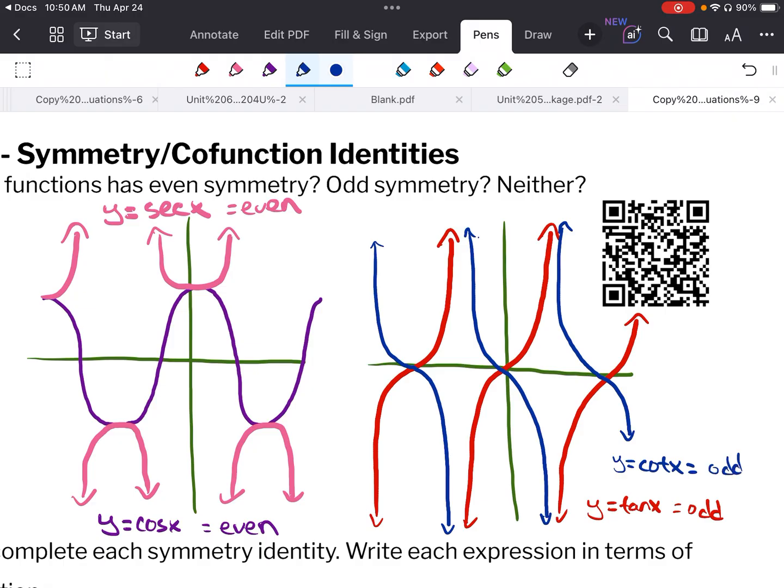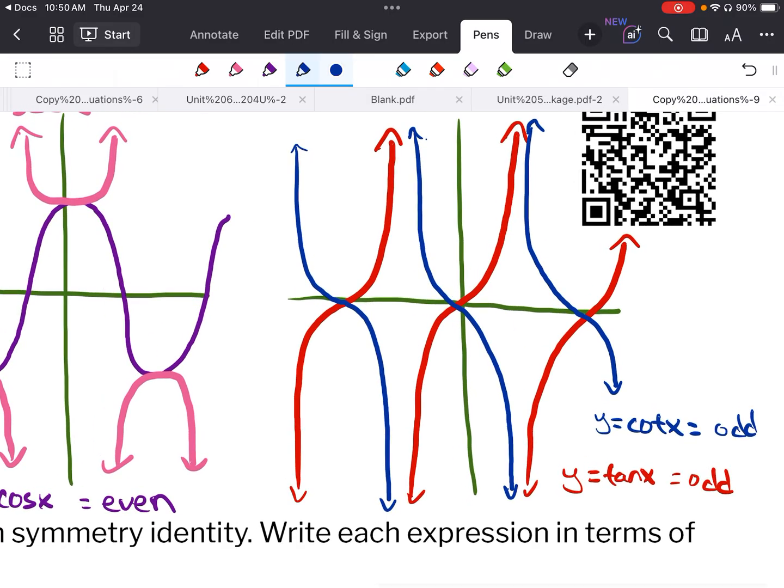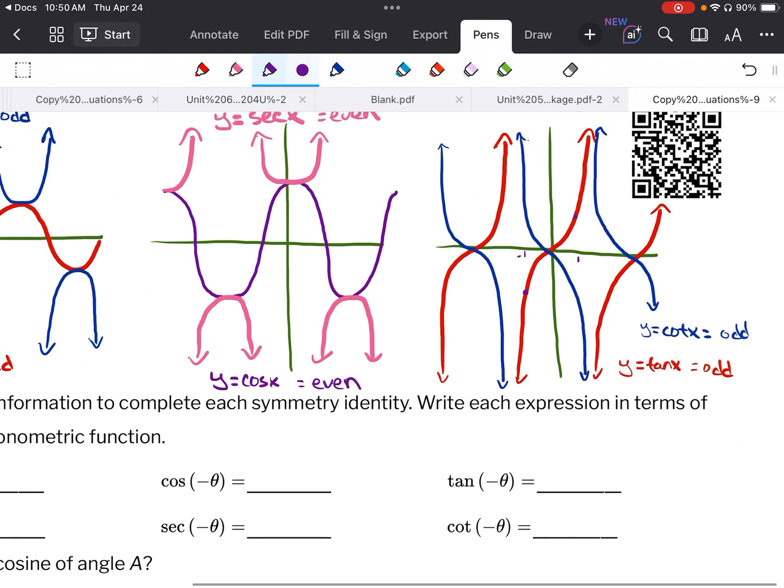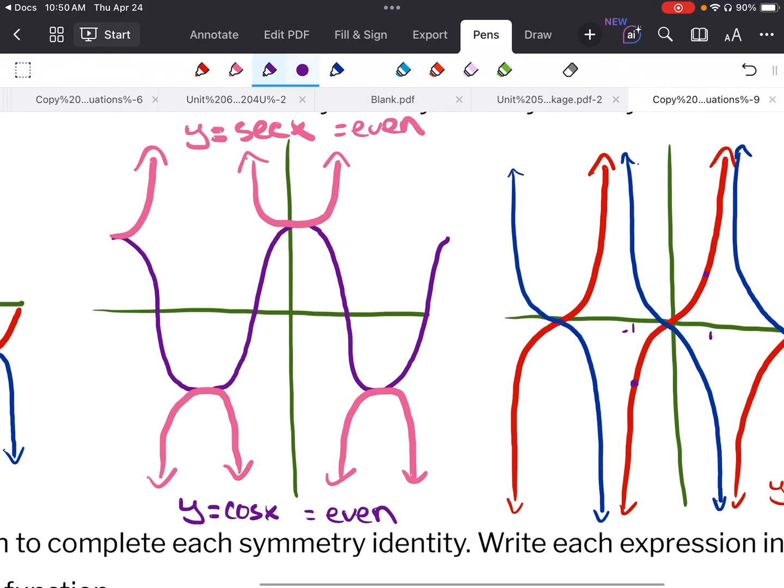Okay, remember even and odd, for those of you who aren't remembering. Let's say when x is 1, y is 1. When x is -1, y is -1. So those are odd, because if you change the sign, it's the opposite. Cos was even because when x was 1, say y was there, but when it was -1, it was at the same y value.